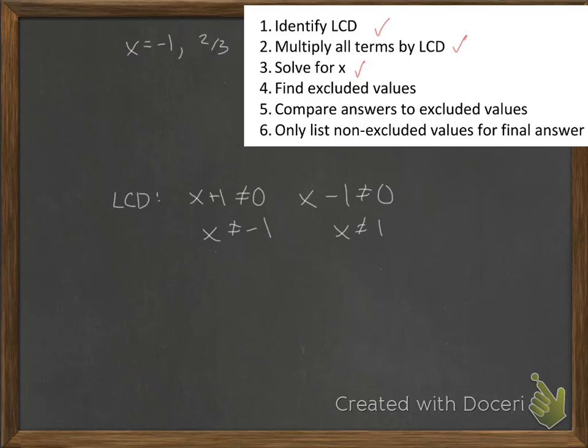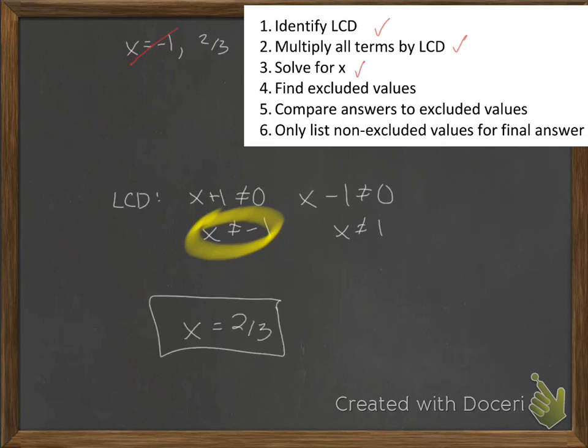Okay, so this is the part where we check it. Well, hopefully you can see that x equals -1 is in fact a restricted value. So when I write my final answer, I have to omit -1 from my solution set. So the only solution to this problem is just x is equal to 2/3. Again, x equals -1 is going to cause us to divide by 0, and we cannot do that.